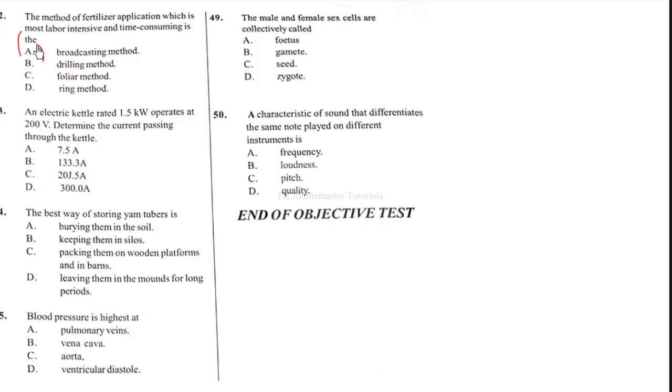An electric kettle rated 1.5 kilowatts operates at 200 volts. Determine the current passing through the kettle. So this is 7.5 amps. You can check the explanation later in this video. The best way of storing yam tubers is by packing them on wooden platforms in barns. Blood pressure is highest at the aorta.